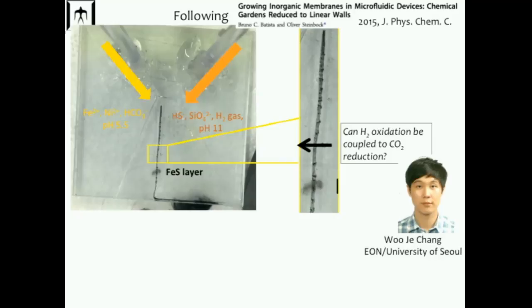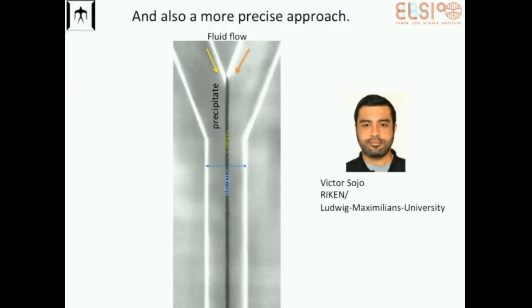That side of the layer would be the ocean, and the solution on the right would be the actual hydrothermal vent solution. Wu Jie Chang, who's been a visitor supported by the EON program twice now, he's now working on this. And also Victor Sojo, who is with us today, he came up with the same idea independently, he's now a visitor at RIKEN, and he's supported by an EMPO fellowship, and we're collaborating together. Victor's using a more organized solution than what we're using, but they both accomplish the same goal.